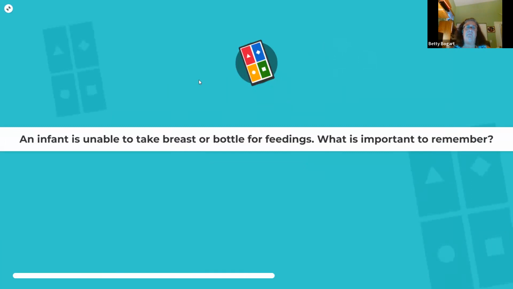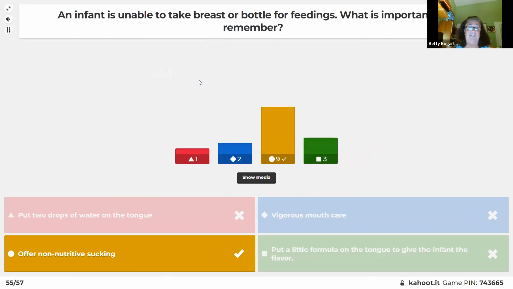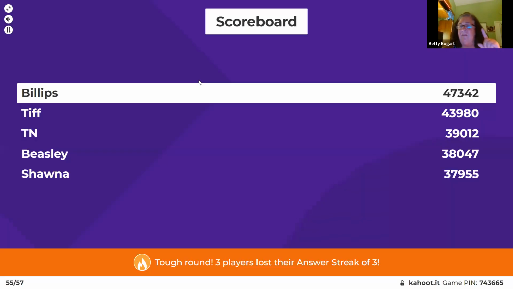An infant unable to take breast or bottle feeding. What's important to remember? You know, to see this little infant, it's got a little tube in its mouth, can't eat. We need to always promote proper growth and development. What do we need to do for this infant? How do infants soothe themselves? You need to put in a pacifier, a non-nutritive sucking device. If they are unable to take breast or bottle, sometimes it's due to some physiological condition where you don't want anything in their mouth. So no water, no formula, mouth care. Vigorous? No, you're going to keep the mouth clean, but not vigorous. But that pacifier is their number one priority.